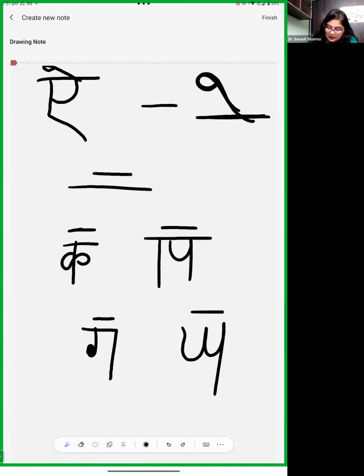Now we are talking about the dirgha ekar matra. As in Devanagari, we will add one more round shape, one more line here. This is kai, khai, gai, ghai. Is it simple or not? It is very simple. So this is kai, khai, gai, ghai. You make these two lines. This will tell you about the aikar matra. Clear?